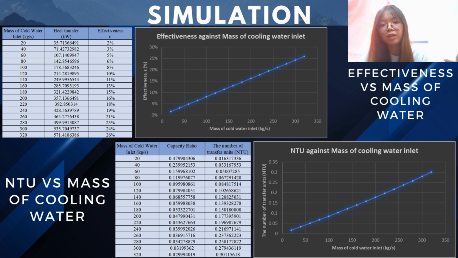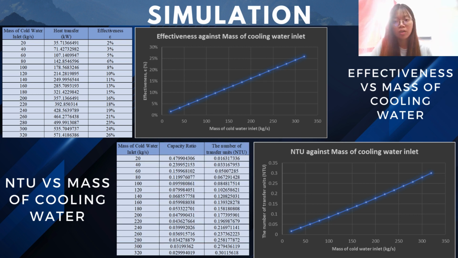So here is the effectiveness against the mass of cooling water. From the graph, we could see that when the mass of cooling water inlet increases, our effectiveness will increase as well. Here is the simulation for NTU against the mass of cooling water. Similar to the previous one, when the mass of cooling water inlet increases, the NTU will increase as well. So here, we could conclude that when the mass of cooling water inlet increases, the performance or heat exchanger effectiveness will increase as well.